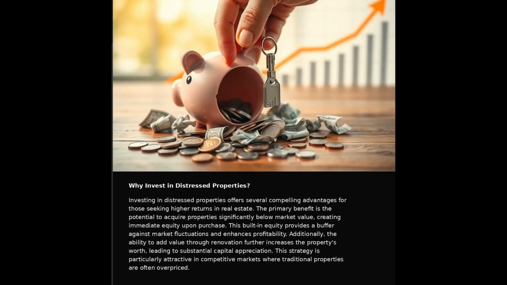Why invest in distressed properties? Investing in distressed properties offers several compelling advantages for those seeking higher returns in real estate. The primary benefit is the potential to acquire properties significantly below market value, creating immediate equity upon purchase. This built-in equity provides a buffer against market fluctuations and enhances profitability. Additionally, the ability to add value through renovation further increases the property's worth, leading to substantial capital appreciation. This strategy is particularly attractive in competitive markets where traditional properties are often overpriced.